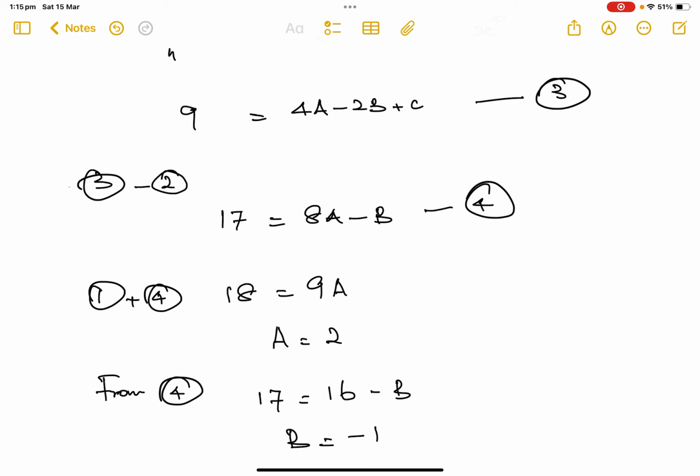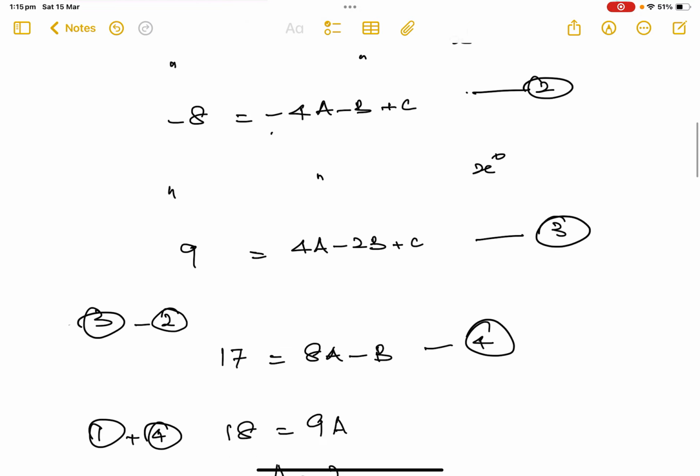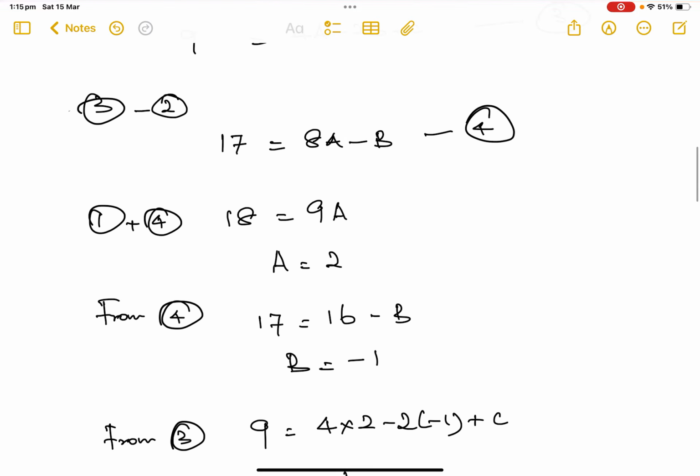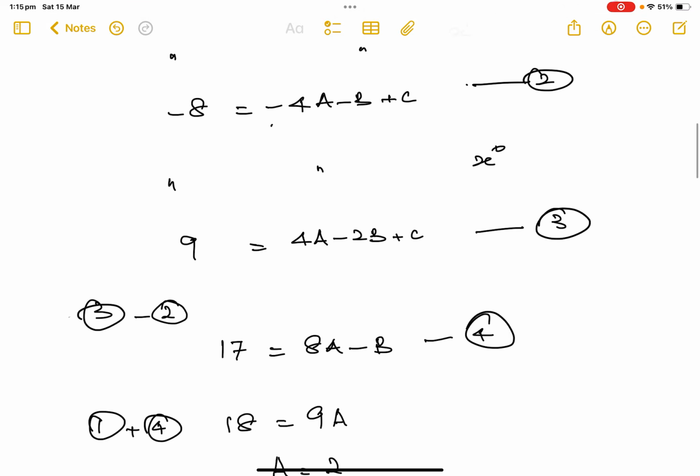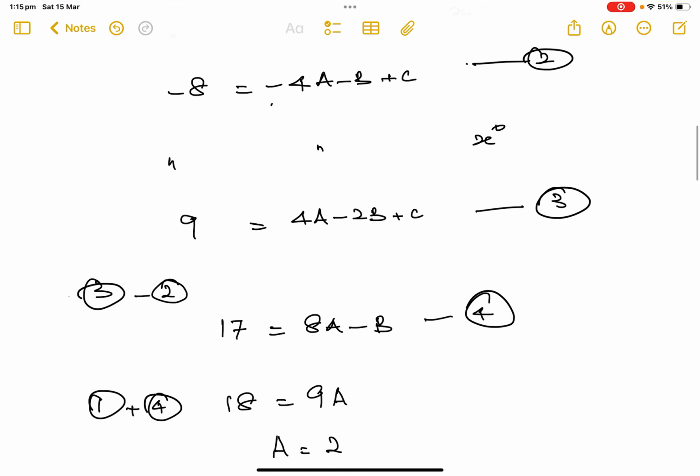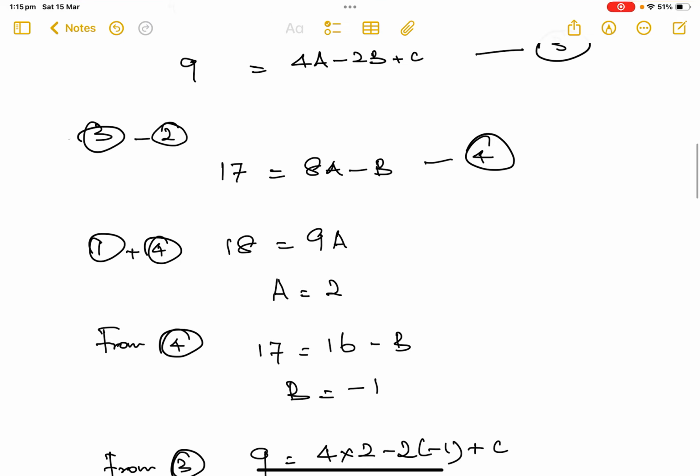Therefore, if I add equation 1 and equation 4, the left-hand side of equation 1 is 1, so 17 plus 1 is 18. And the right-hand side is a plus b, here 8a minus b. So when you add it, b cancels out, so 8a plus a, 9a. From that, a equals 2.